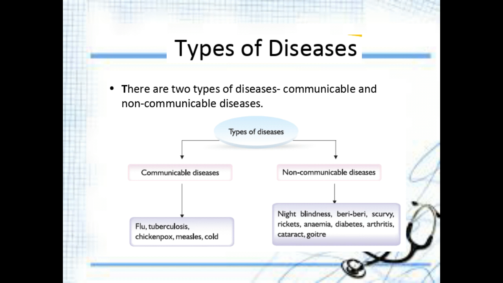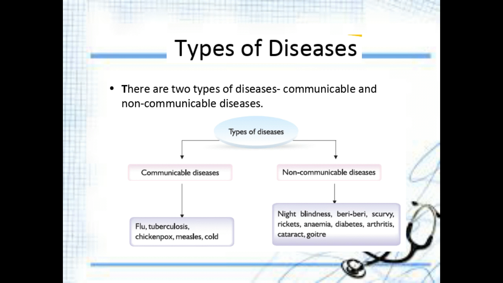Then we discussed types of diseases. So what are the two types of diseases available? Communicable and non-communicable. Communicable means it is easily spread to another person from the infected person, and non-communicable means it cannot be easily spread to another person from the infected person. So communicable disease is highly contagious. It is also said to be a contagious or infectious disease.